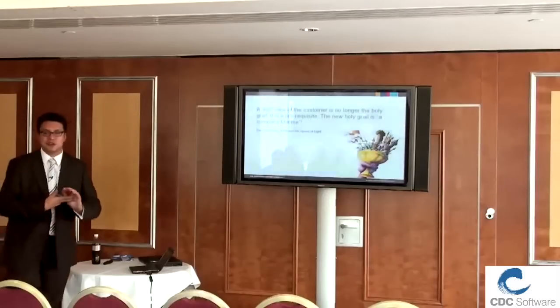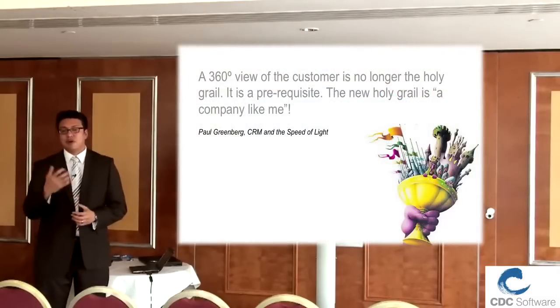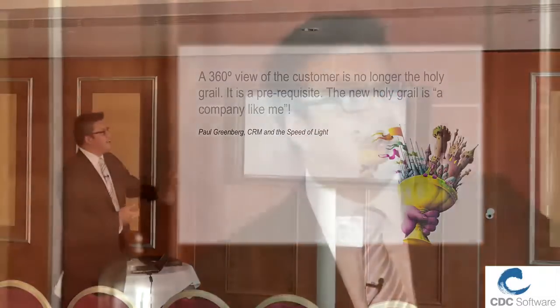So I want to leave you again with this other message. I know we talked about CRM and what it is about and how pivotal social CRM is able to help you get to this point. But Paul Greenberg again said, the 360-degree view of the customer is no longer the holy grail, but it's a prerequisite. So I think what we all have to strive to achieve now is more about having a company that's liked. Because we buy from people we like. We make decisions based on information from people that we trust. And ultimately, that's what we need to get at.